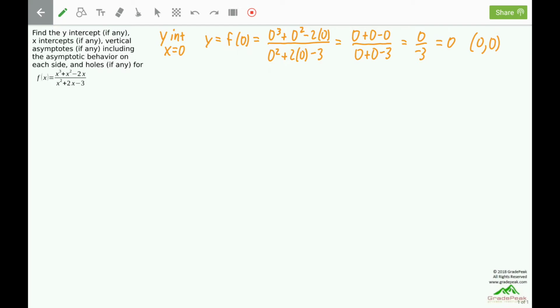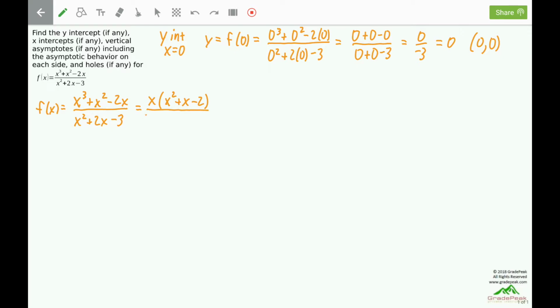The next parts are all found by taking the function f of x, which is x cubed plus x squared minus 2x divided by x squared plus 2x minus 3, and fully factoring the numerator and denominator. The numerator has a common factor of x. Factoring that out, we'll leave x squared plus x minus 2.